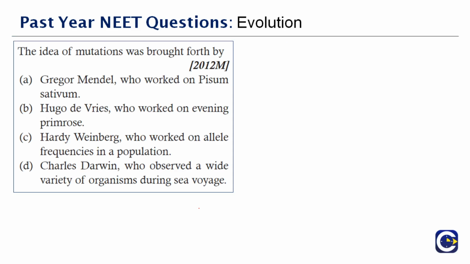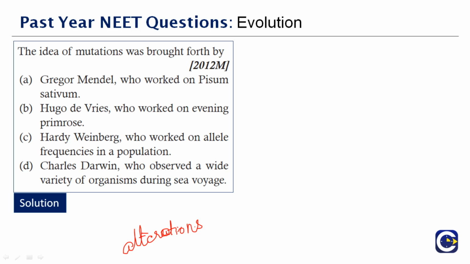Next question here. The idea of mutation was brought forth by dash. So who brought this forward? See, what are mutations? They are sudden changes, or you can simply say alterations. The right word will be alterations. Mutations are alterations of genetic material, and they occur frequently during DNA duplication in cell division. There are external factors also which contribute to mutation. UV rays, infrared rays, all these cause mutations when we are exposed. The idea of mutation was brought forth by Hugo de Vries.